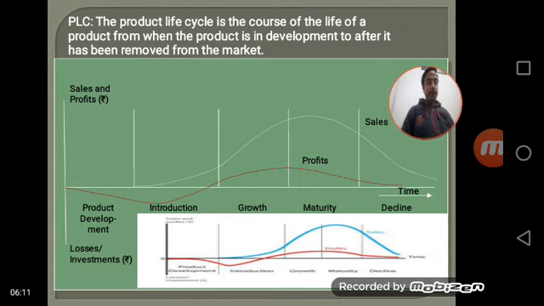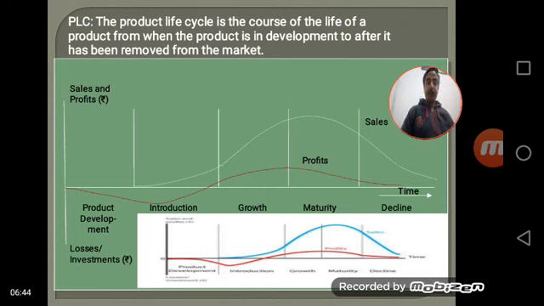Then let's go to the second stage, that is introduction. In introduction, the company starts the product. It means that they are selling the product in the market. Now they are ready with product development. So they developed the product, and now that product is going to the market.